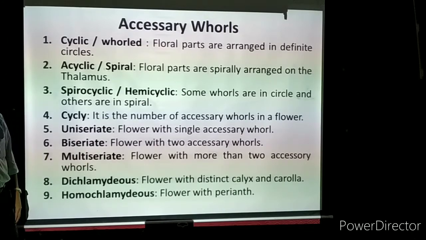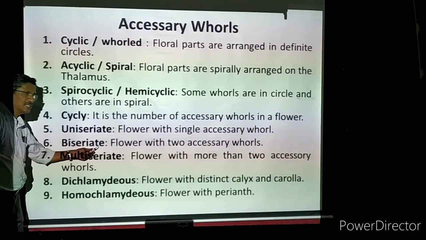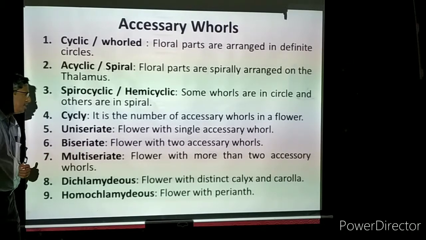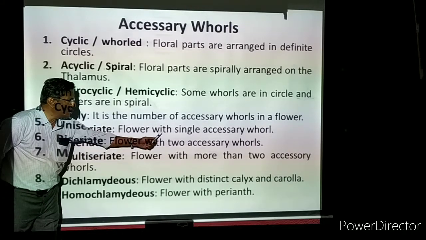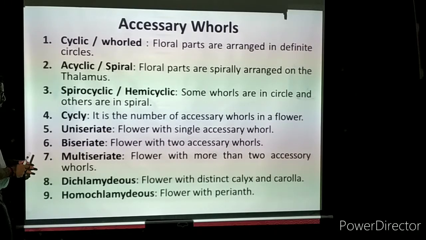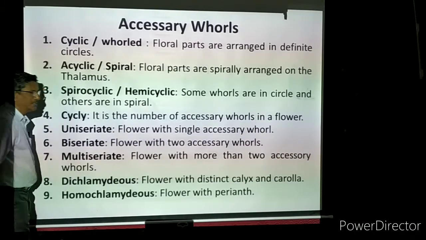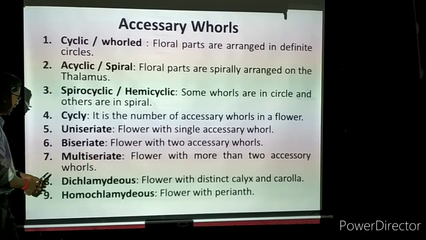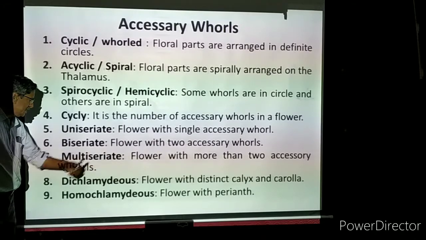Biseriate, what is the meaning of biseriate? Seriate means cyclic. Bi means two circular arrangements you can find. Flowers with 2 accessory whorls. Okay, 2 accessory whorls will be there. Multiseriate, many accessory whorls will be there. Flower with more than 2 accessory whorls is multiseriate.